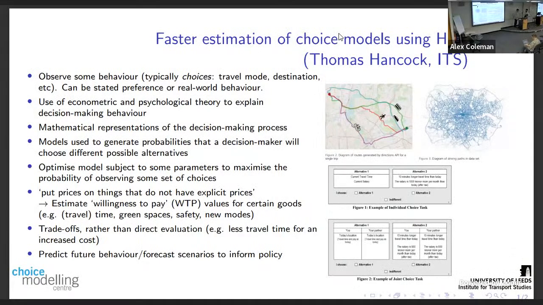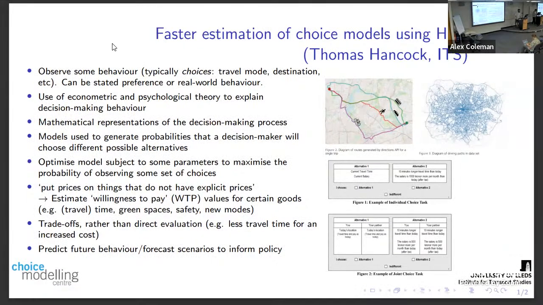Hi, my name is Thomas Hancock, and I'm from the Institute for Transport Studies, which is a relatively small department within the School of Environments. And I'm going to be talking about faster estimation of choice models.